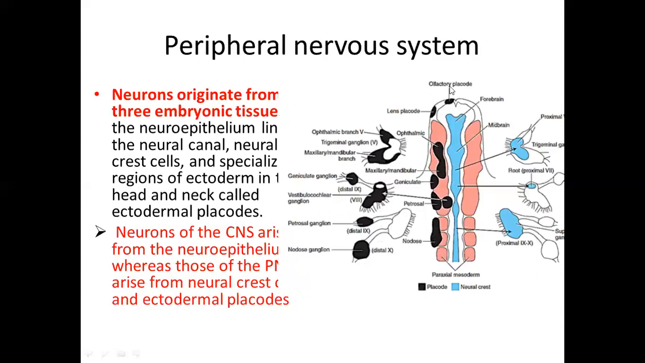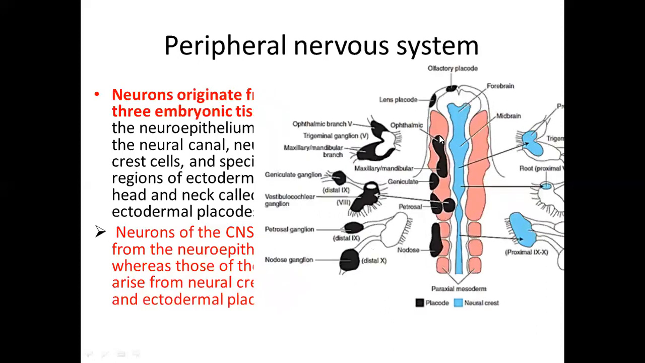Over here you can see the olfactory placode and the lens placode. Now the placodes contribute to the neurons of the trigeminal ganglia. Over here you can see the ophthalmic nerve, which is the ophthalmic division of the trigeminal nerve, then the geniculate ganglia of the seventh cranial nerve, the vestibulocochlear ganglia or the spiral ganglia of the eighth nerve, then the inferior petrosal ganglia of the 9th cranial nerve, and the inferior nodose ganglia of the 10th cranial nerve. All these ganglia are contributed by the placodes, and these blue ones are the ganglia which are contributed by the neural crest cells.